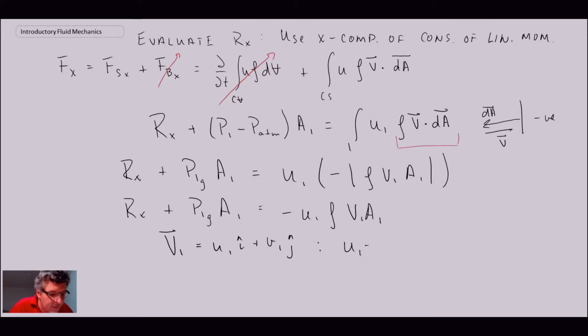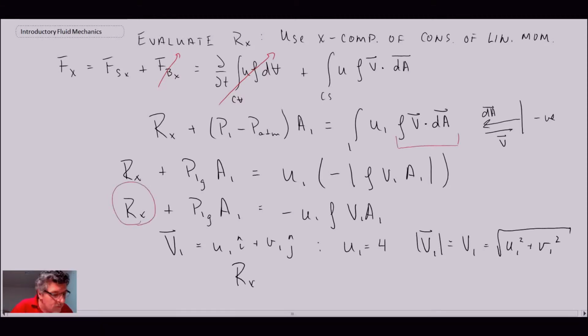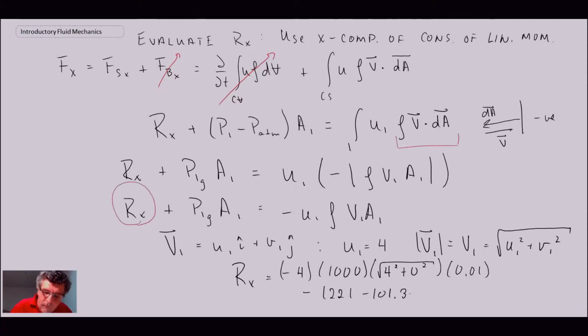We solved in the first part that u1 was 4. So we can evaluate the magnitude of V1, the V1 that I have in the above equation, and that is just the two components and then the square root. What we end up with, I'm going to isolate for Rx. So we get this for Rx, plugging in the values and calculating.